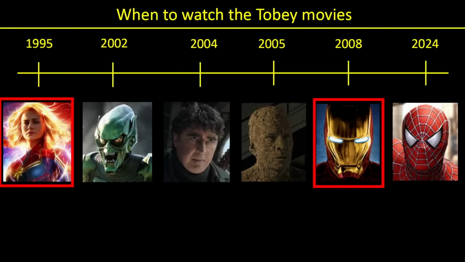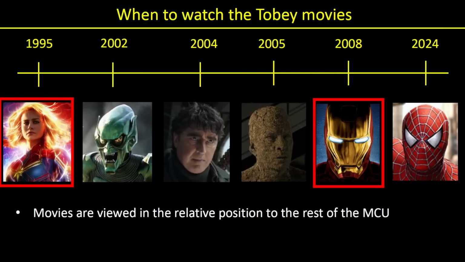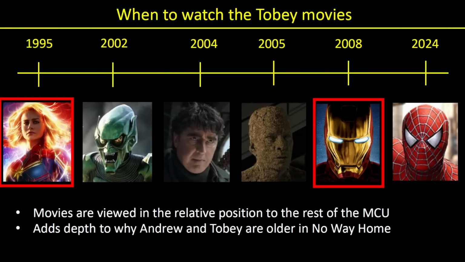So why do I like this approach a little better? Well, I think that the movies are better if they're viewed in a relative position to the rest of the MCU. Granted, it's a different universe, I know that, but I kind of like them interweaving throughout the MCU. And a big reason for that is I think it adds depth to why Andrew and Tobey are so much older when they show up in No Way Home.